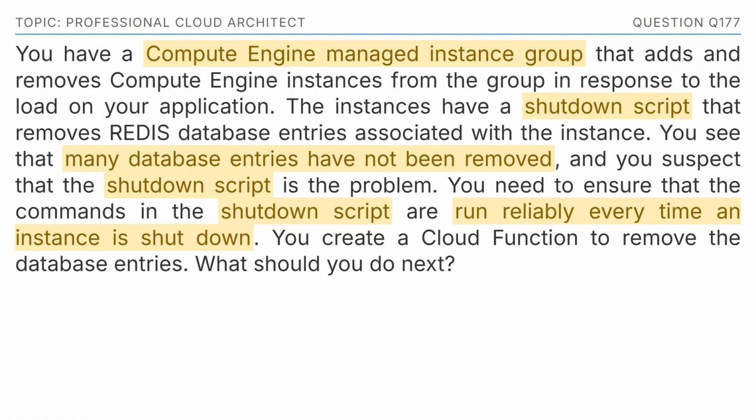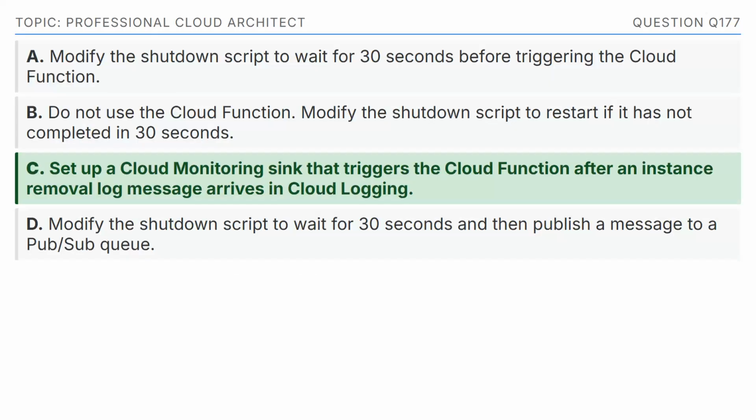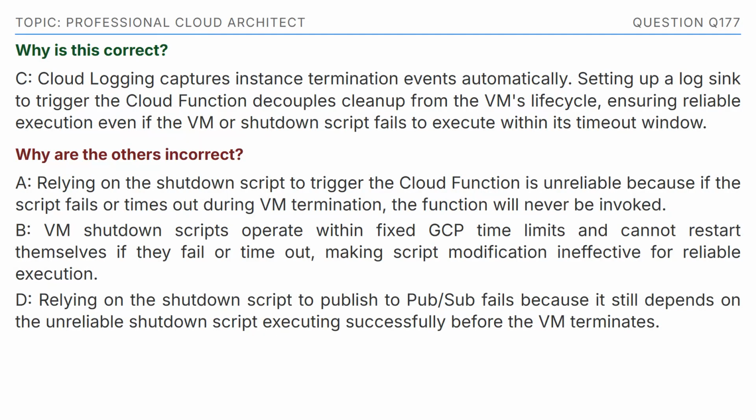To arrive at the correct answer, we focus on the keywords: Compute Engine managed instance group, shutdown script, many database entries have not been removed, run reliably every time an instance is shut down. The correct answer is option C, set up a Cloud Monitoring sink that triggers the Cloud Function after an instance removal log message arrives in Cloud Logging. Why is this correct? C. Cloud Logging captures instance termination events automatically. Setting up a log sink to trigger the Cloud Function decouples cleanup from the VM's lifecycle, ensuring reliable execution even if the VM or shutdown script fails to execute within its timeout window.